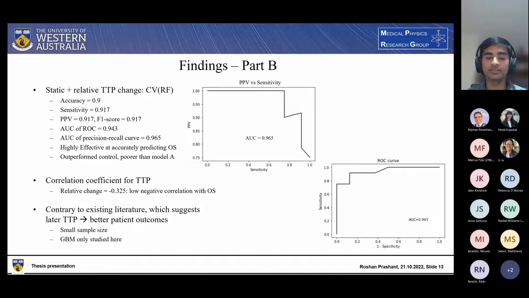So this is actually contrary to the existing literature, which suggested that a later TTP was indicative of better patient outcomes. This could be attributed to the small sample size of this study, whereby the contribution of errors would have an exacerbated impact due to only 20 patients being surveyed in the machine learning model. Another reason could also be that in this study, only glioblastoma was studied, as opposed to gliomas, which is usually what the existing literature looks at as a whole. So there may also be an underlying physiological difference between the tumors.